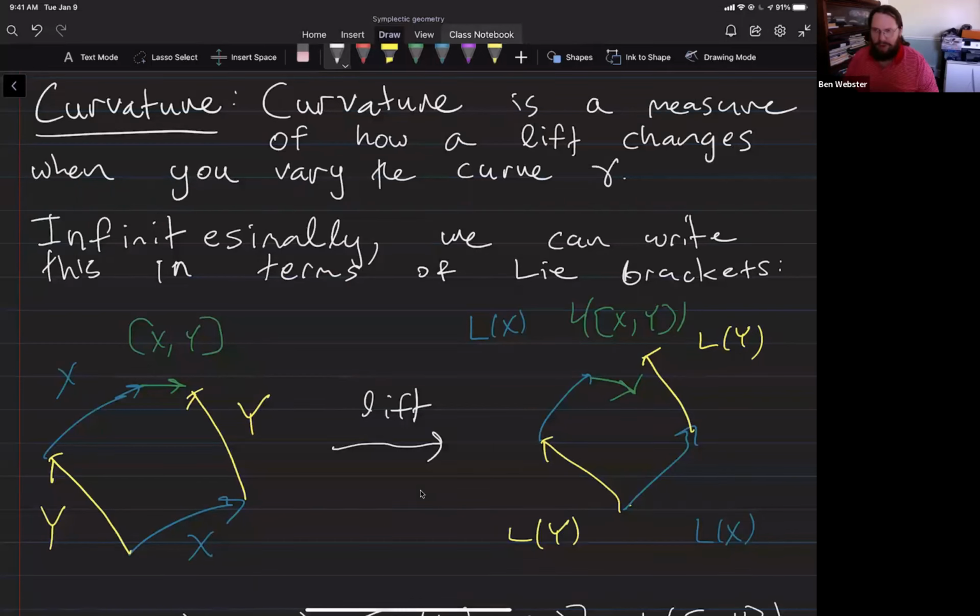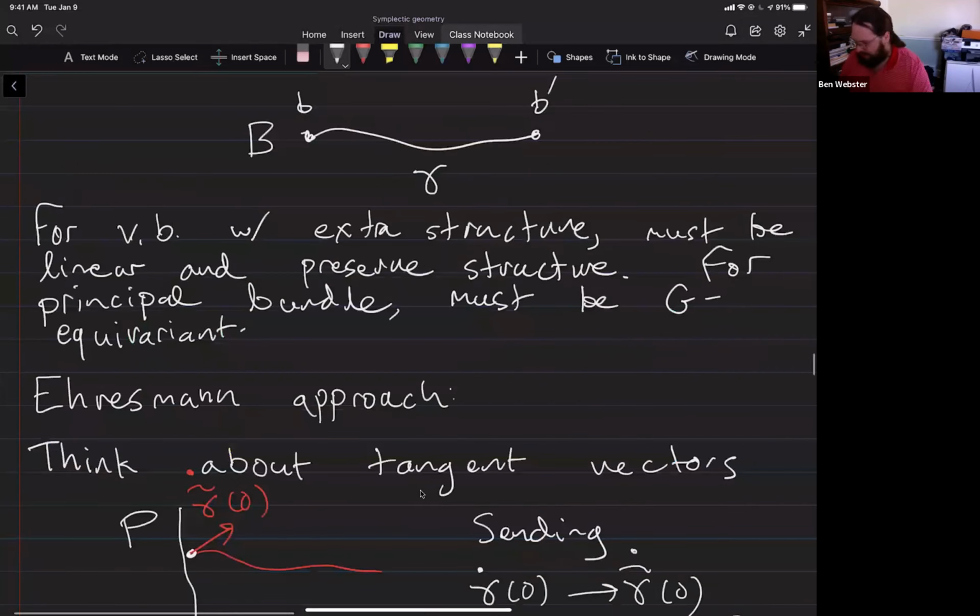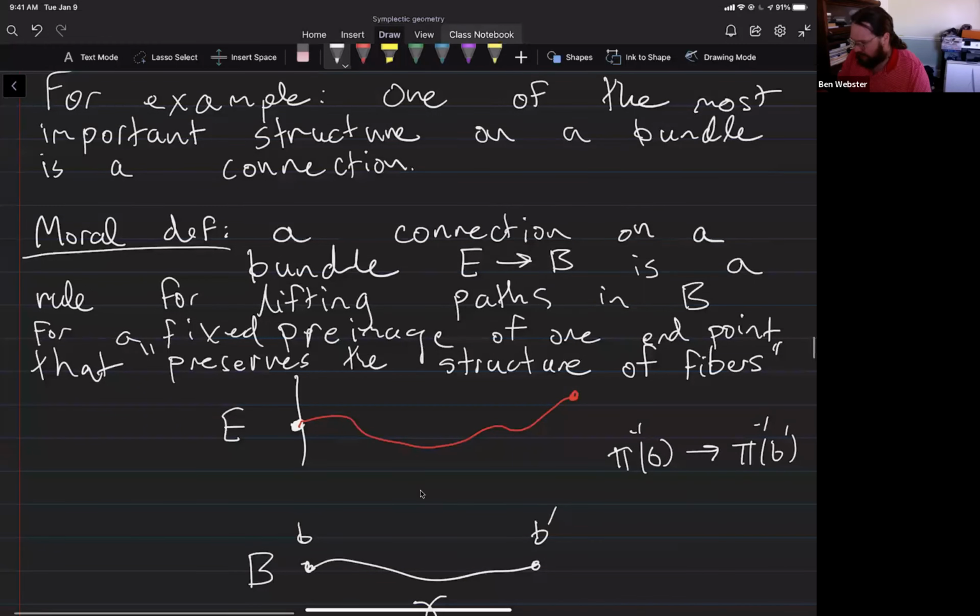So there's one basic property of connections we're going to need to talk about, which is their curvature. This is the basic thing to look for in a connection: what is its curvature. And that's a measure of how this changes when you vary the curve gamma. So let me go back to my original lift. If I vary my curve gamma, then this curve might change. And in particular, it might not close back up. I might change what my endpoint is. I might change the map. And that's what curvature is detecting.